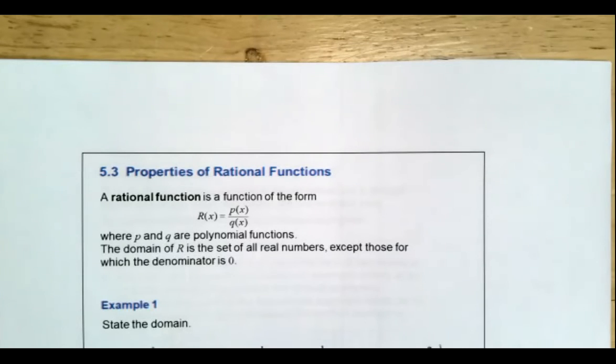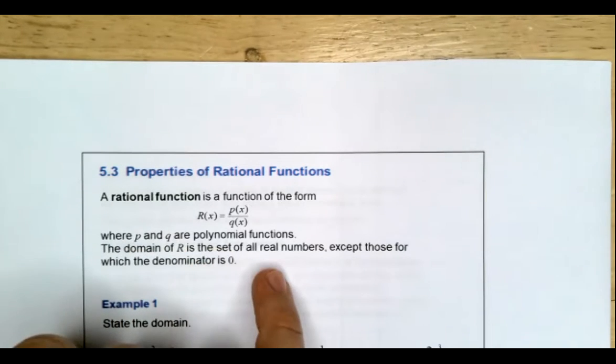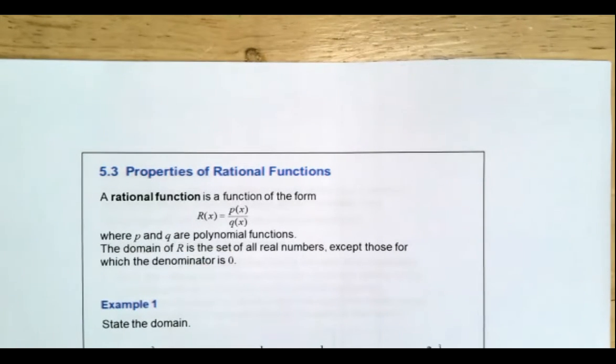All right. So a rational function is a function of the form r of x equals p of x over q of x. So they are polynomials, but in the form of fractions. P and Q are polynomial functions, and the domain of R is all real numbers except any real number which would make the denominator 0, right?